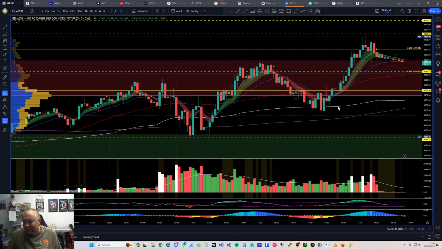So I waited, and I eventually saw this come in, a little mini head and shoulders, and I got in as we broke over the 50 moving average, and it was above the VWAP. In fact, I got in when we came down on that one there for this move, anticipated the move up, and I added just there.